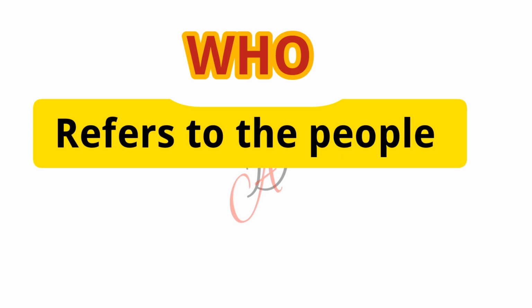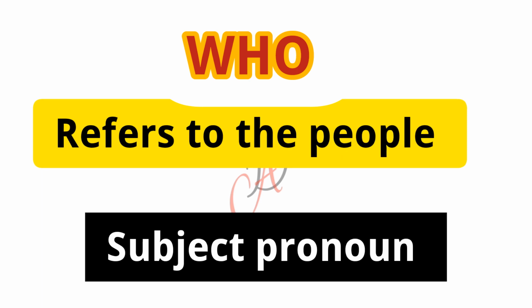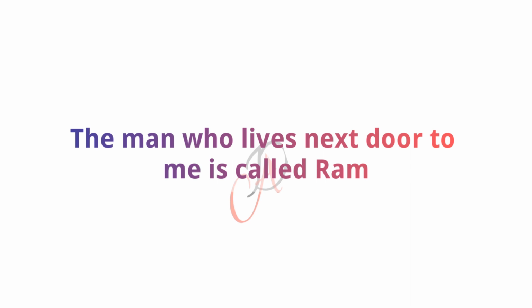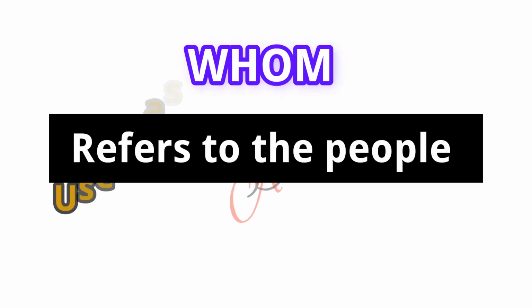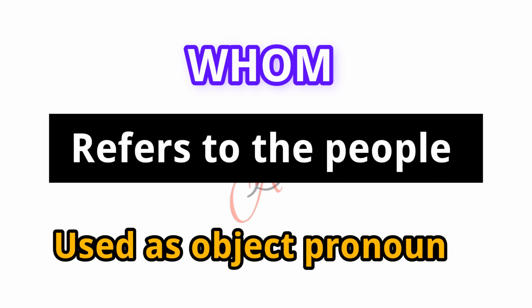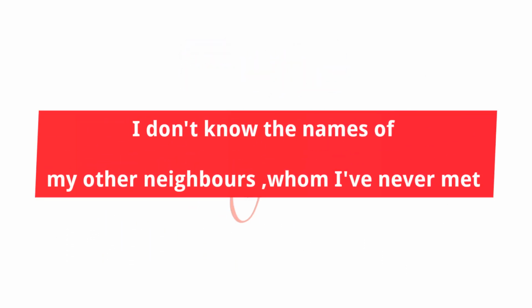Let's see the third type of relative pronoun which is commonly used, who. Who is always used to refer to people and it is used as a subject pronoun. For example, the man who lives next door to me is called Ram. And the fourth most commonly used relative pronoun is whom. Whom is also used to refer to people, but it is used as an object pronoun. For example, I do not know the names of my other neighbors whom I never met.